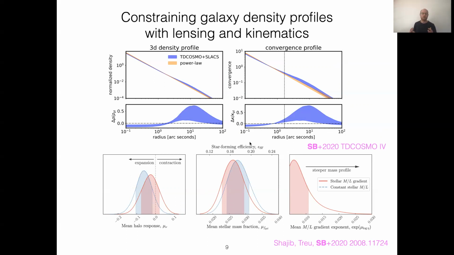While in TDCOSMO 4, this was basically a empirical parameterization to tackle the mass sheet degeneracy as a measurement of time delay cosmography, here we have an interpretation of these measurements in terms of physical properties of these galaxies. So I recommend checking out this paper by Anwar Shajib.